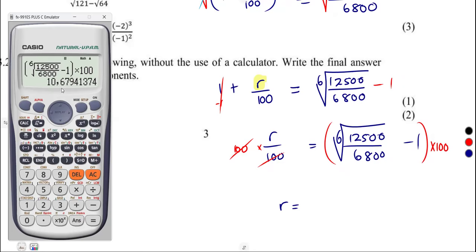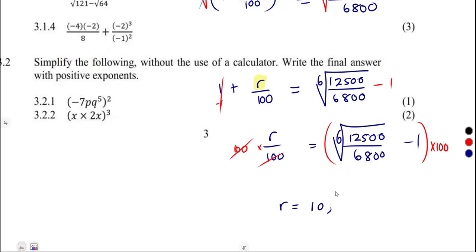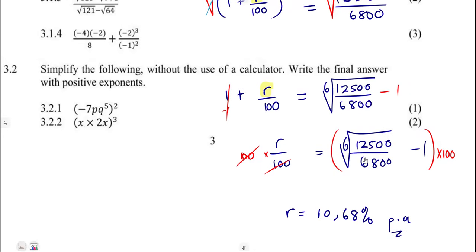You are going to obtain 10.67 and so on. But remember, our answers are to 2 decimal places if not stated, which is 10.68. So that is 10.68%. Remember, this is the rate taken per annum, per year. All right. So that is what we get from the compound interest formula.